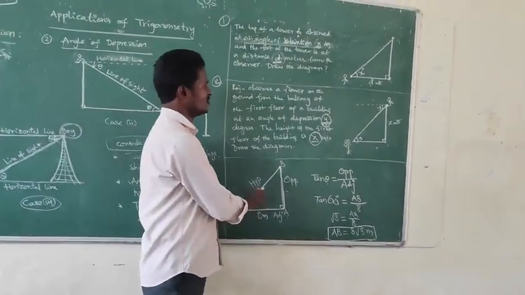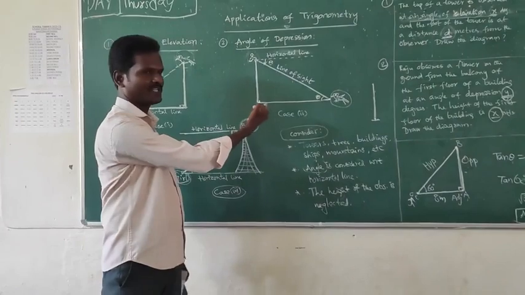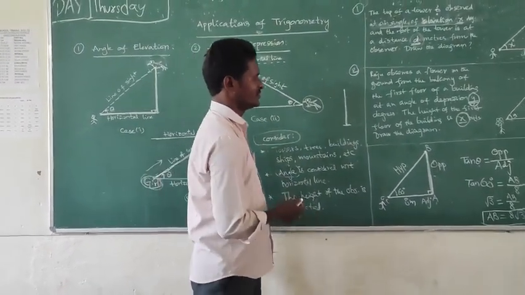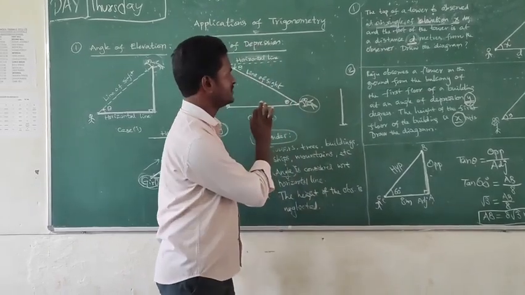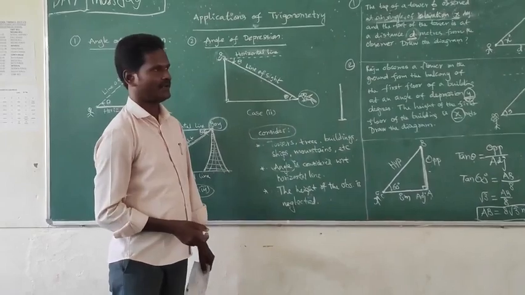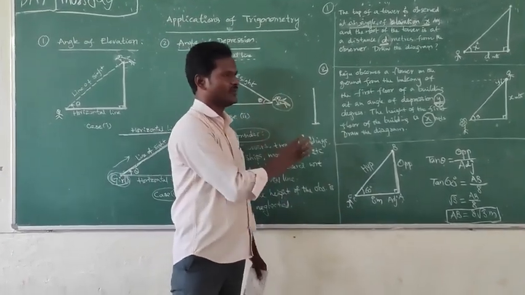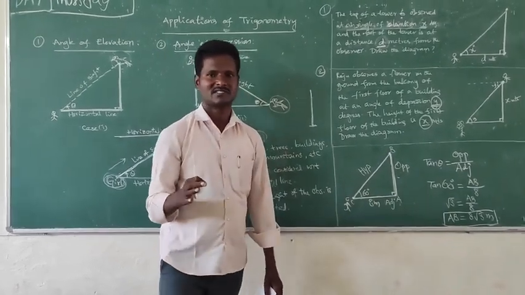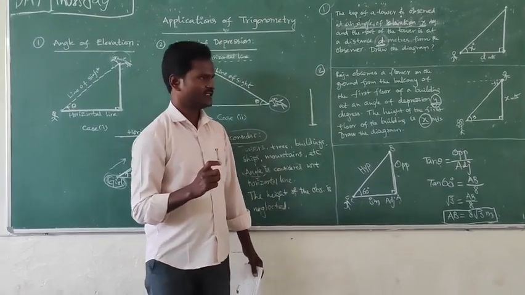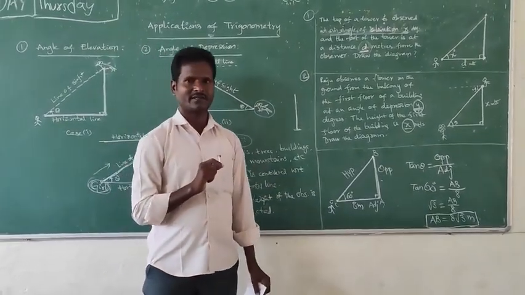So like this, we apply angle of elevation and angle of depression in different types of problems to solve them. This is a brief introduction to the application of trigonometry and solving some example problems. Based on these examples, we will go through the exercise problems. So this is the concept of applications of trigonometry. Thank you.